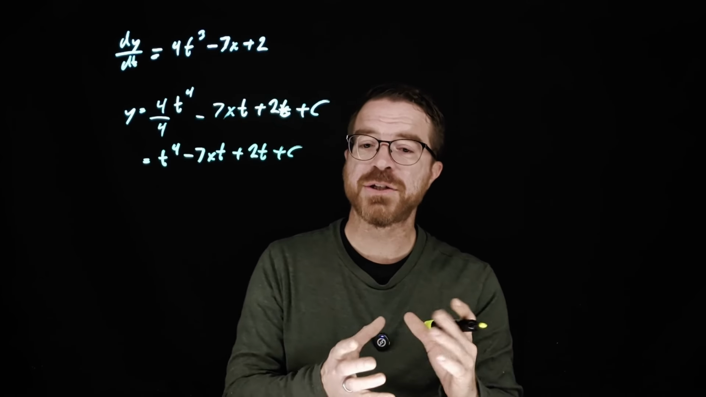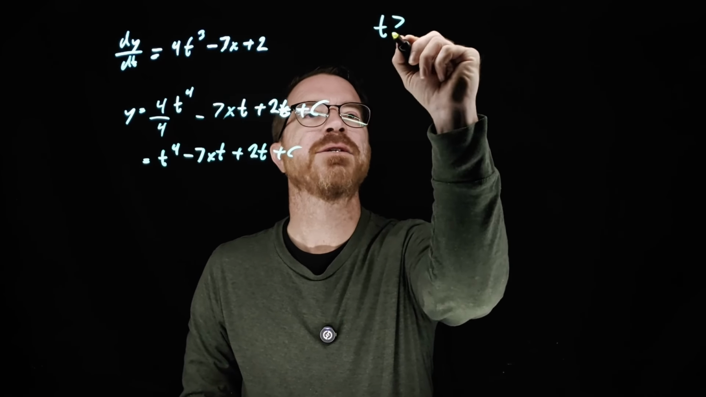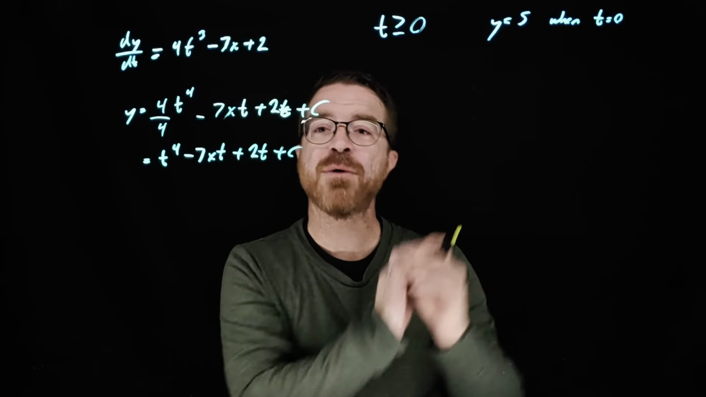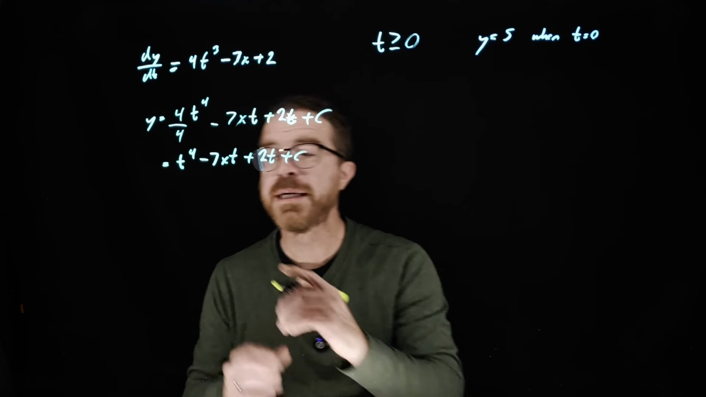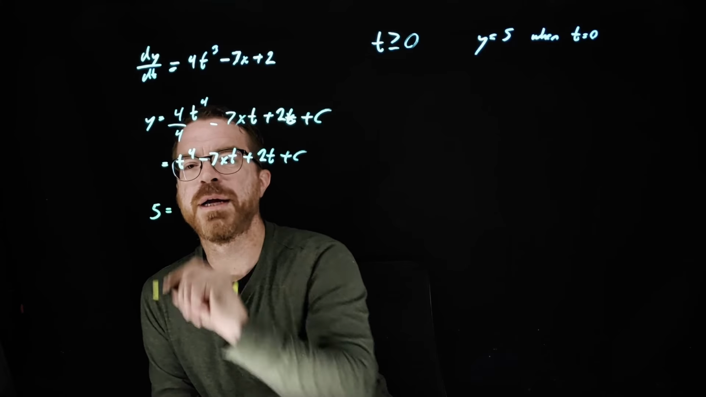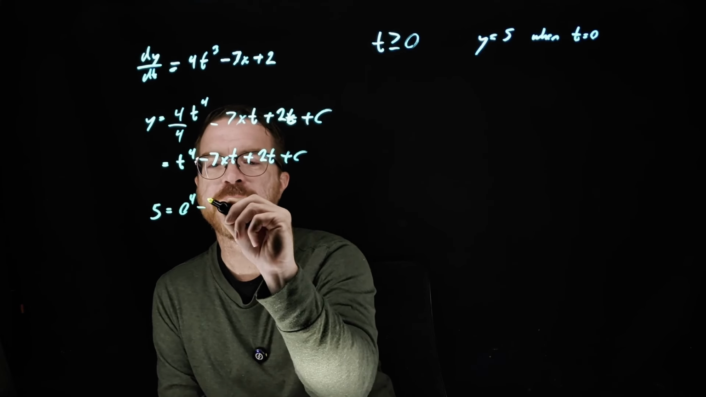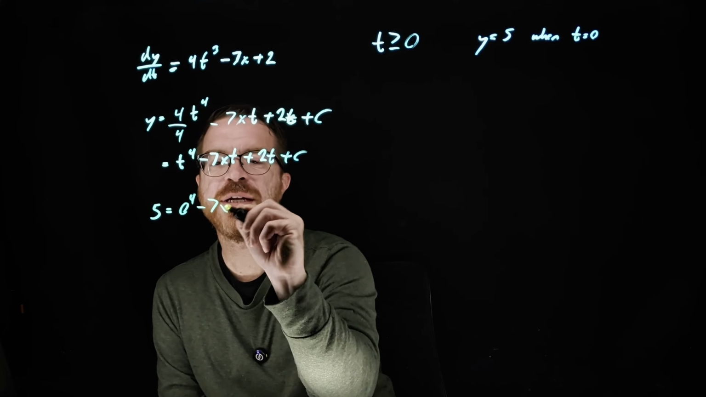Now we have some conditions though. We have that t is greater than or equal to 0, and we have that y is equal to 5 when t is equal to 0. So in this case, we're going to plug in 5 for our y, plug in 0 for our t, and solve for c. So plugging this in, we have 5 for our y is equal to 0 to the fourth power minus 7x times 0 plus 2 times 0 plus c.